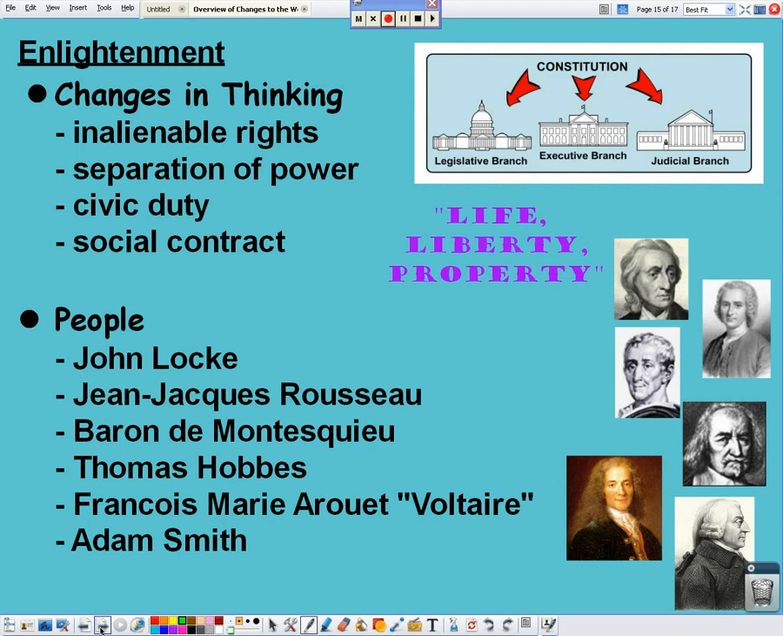Yeah, because we stole it. We took Locke's idea of inalienable rights, we took Montesquieu's idea of the separation of power, and we wrote it into our Constitution. That's how far-reaching the effects of the Enlightenment were. It not only influences Europe's government, it influences ours.